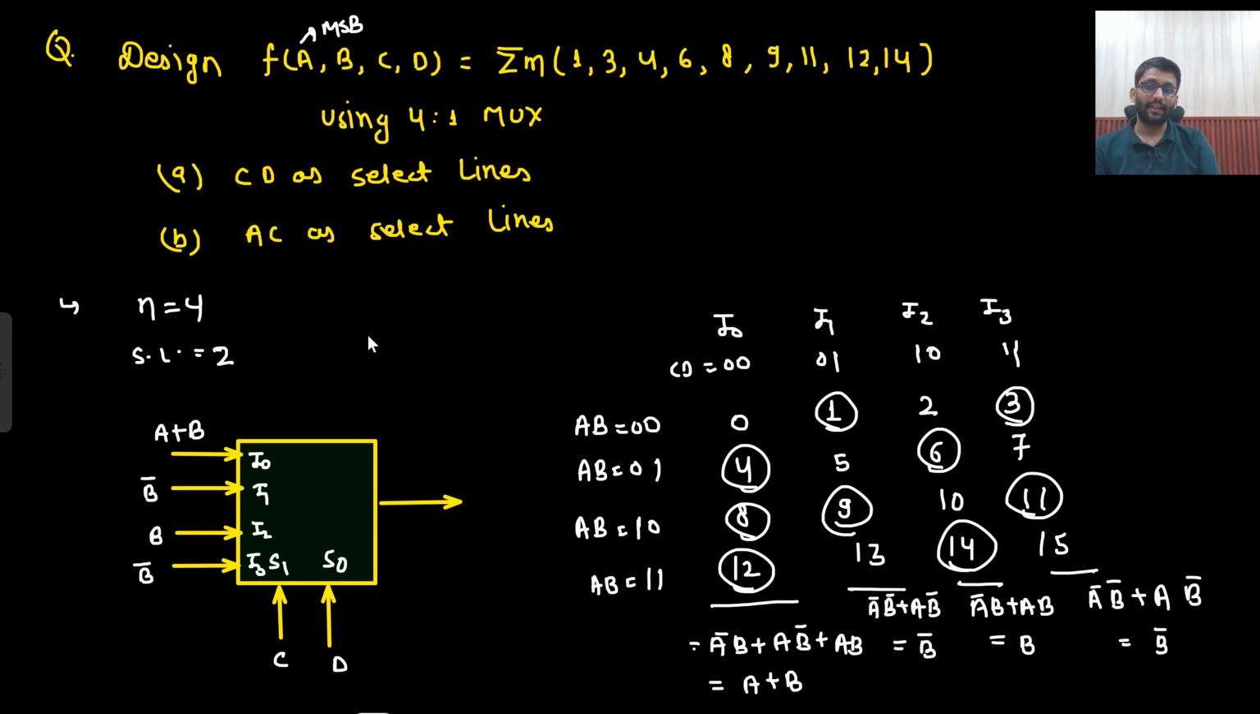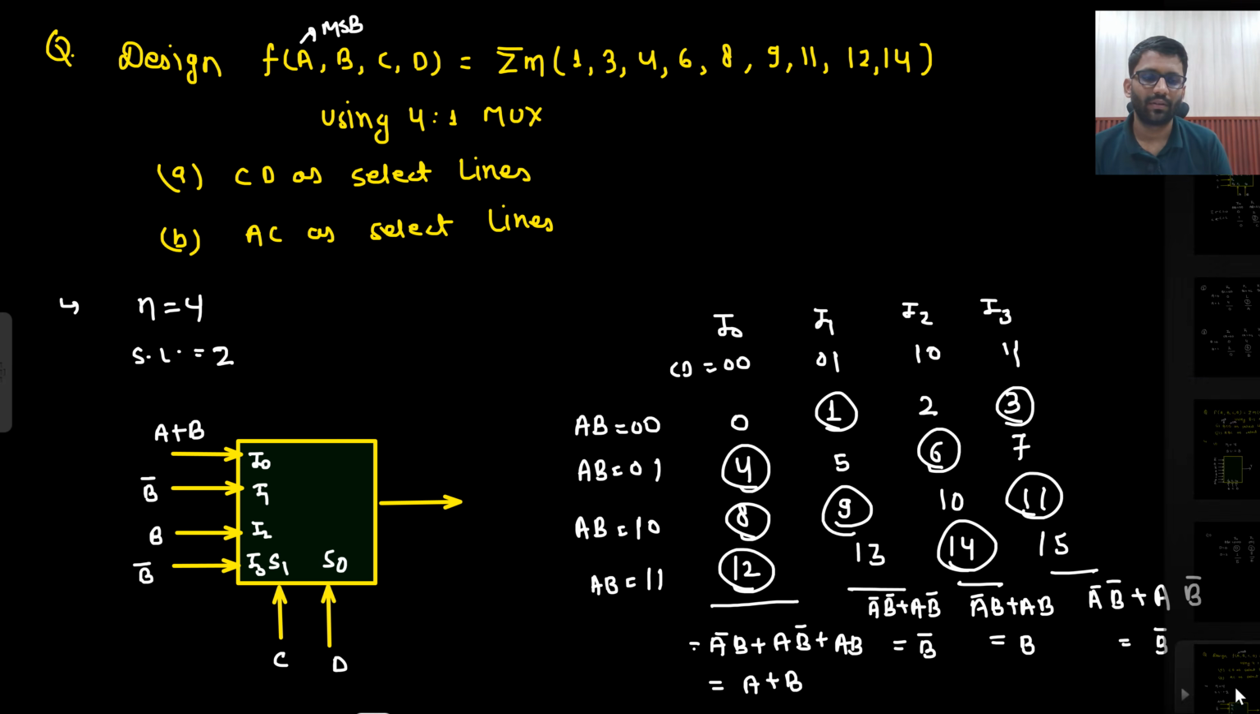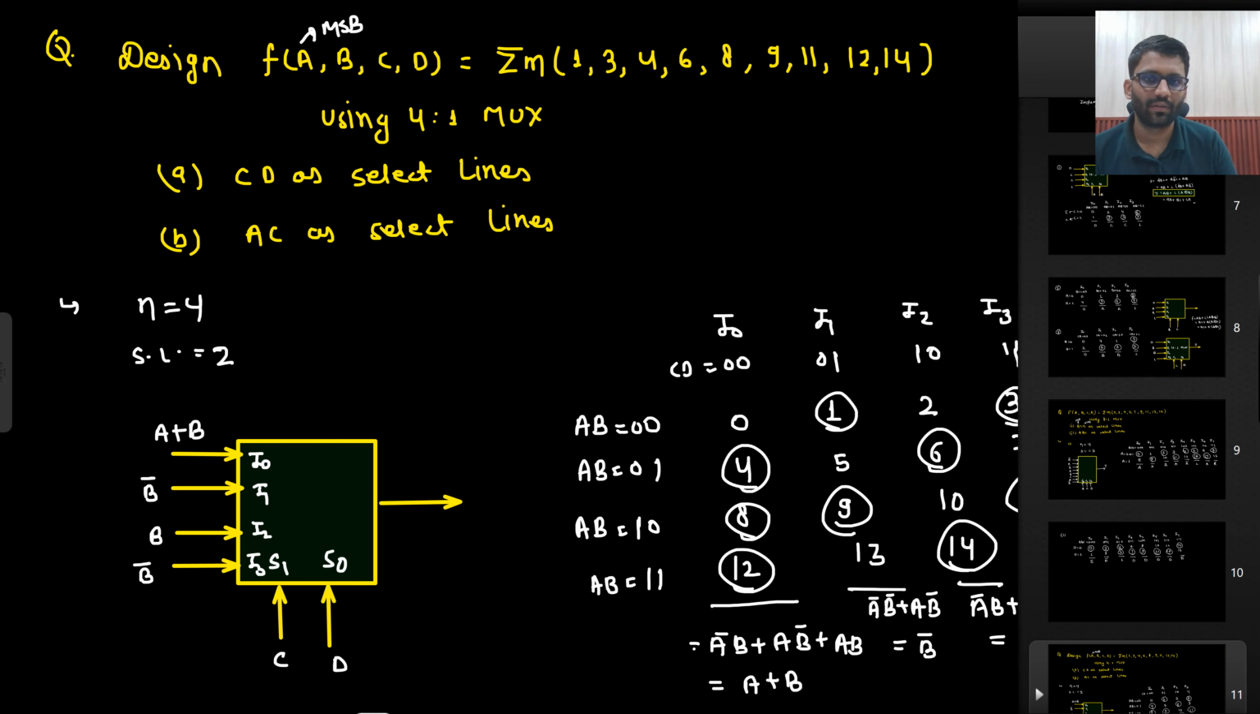And in the examination, they will ask like this. These kinds of minterms are given. What will be the values of I0, I1, I2 and I3? Take AC as select line. You are taking AC as select line. So BD is in our control.